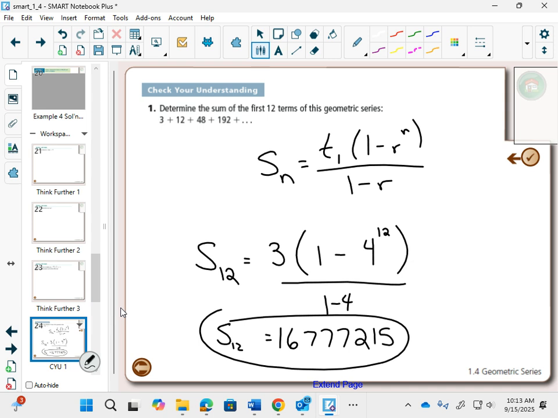So the sum of the first 12 terms will be 16,777,215. A very, very big number. And since geometric sequences get big quickly, does it make sense that if you add them up, it'll also get big quickly? All right, so let's try some of these right now. 4, 5, 6, and 7.